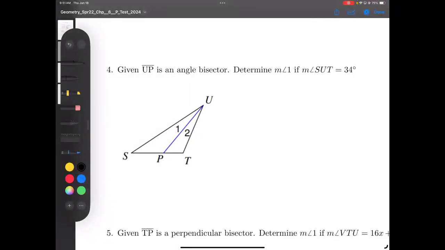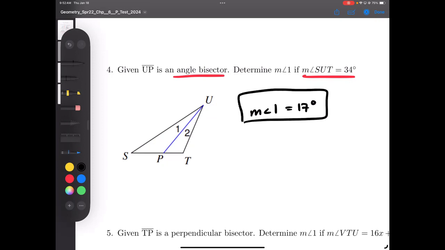Okay, 4, there's a very important word here. What's the important word that you guys see? Angle bisector. That means one big angle is being split in half. If I gave you that big angle, SUT, it's 140. Split that in half. How much is each angle? 70. I don't think you need to show work on this one. That's all you should write.